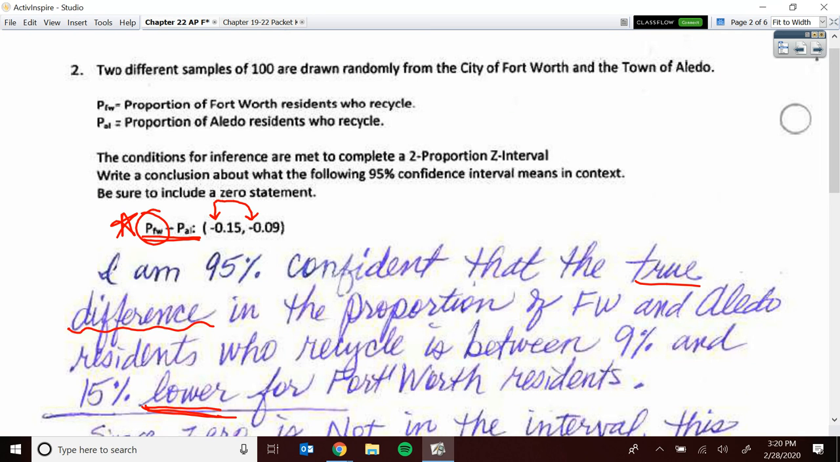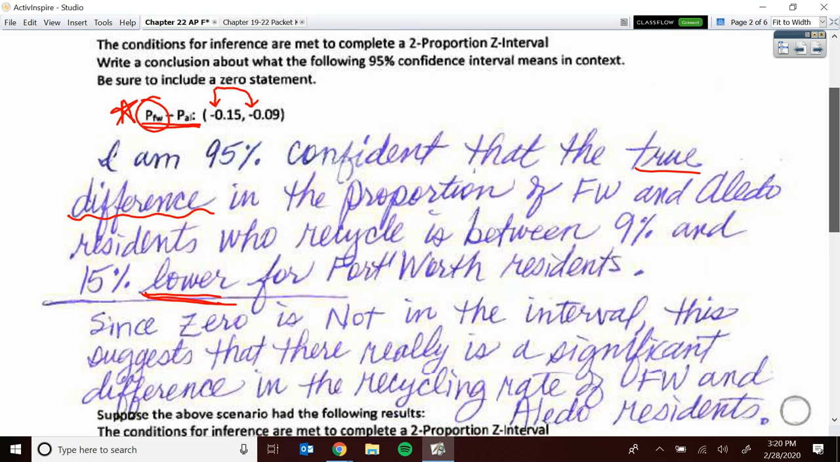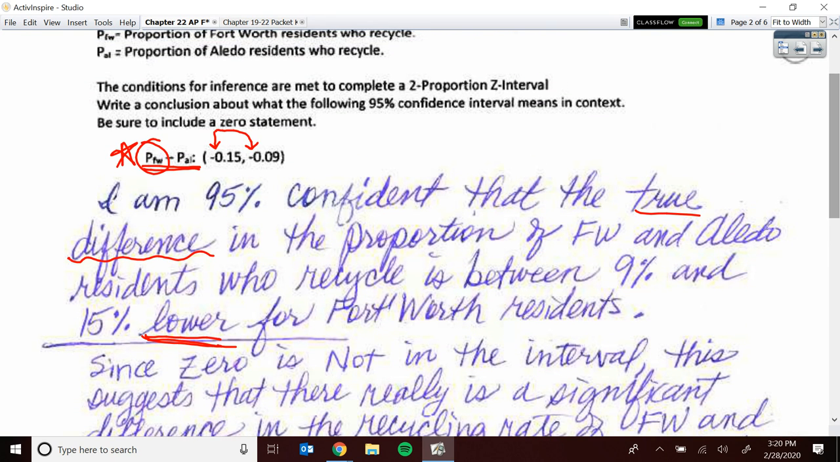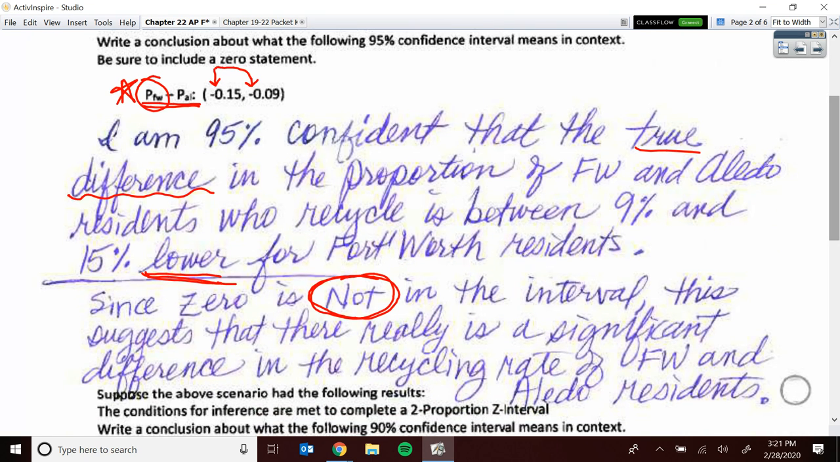And then we include our zero statement. And in this case, 0 is not in the interval. So that means there is evidence to suggest that there really is a difference in the recycling rate or the proportion of Aledo and Fort Worth residences who recycle.